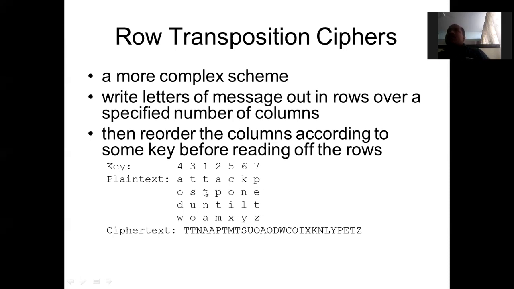The first column has TTNA, the second column is APTM, the third is TSEO, the fourth one is AODW, the fifth one is COIX, the sixth one is KNLY, and the last one is PETZ. In that way we can achieve the row transposition cipher.